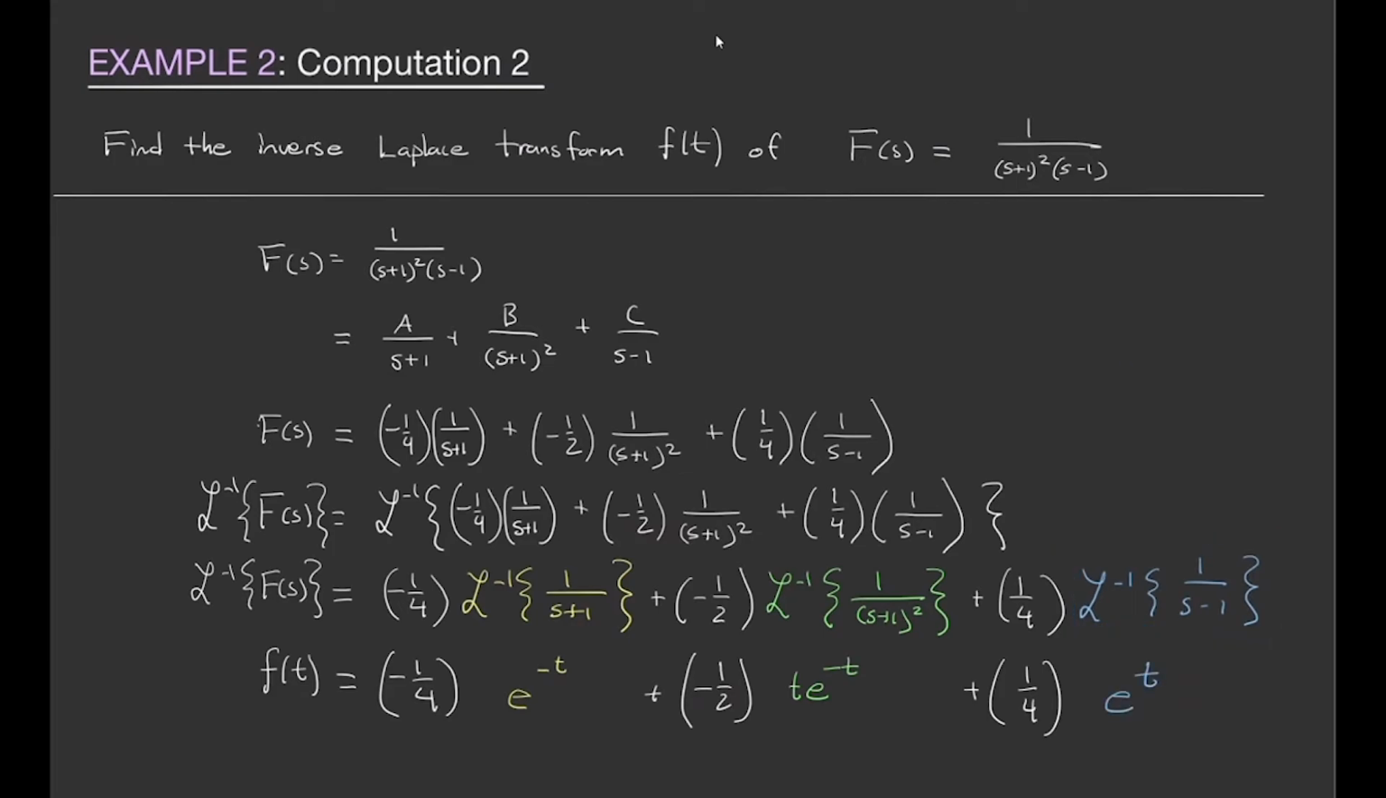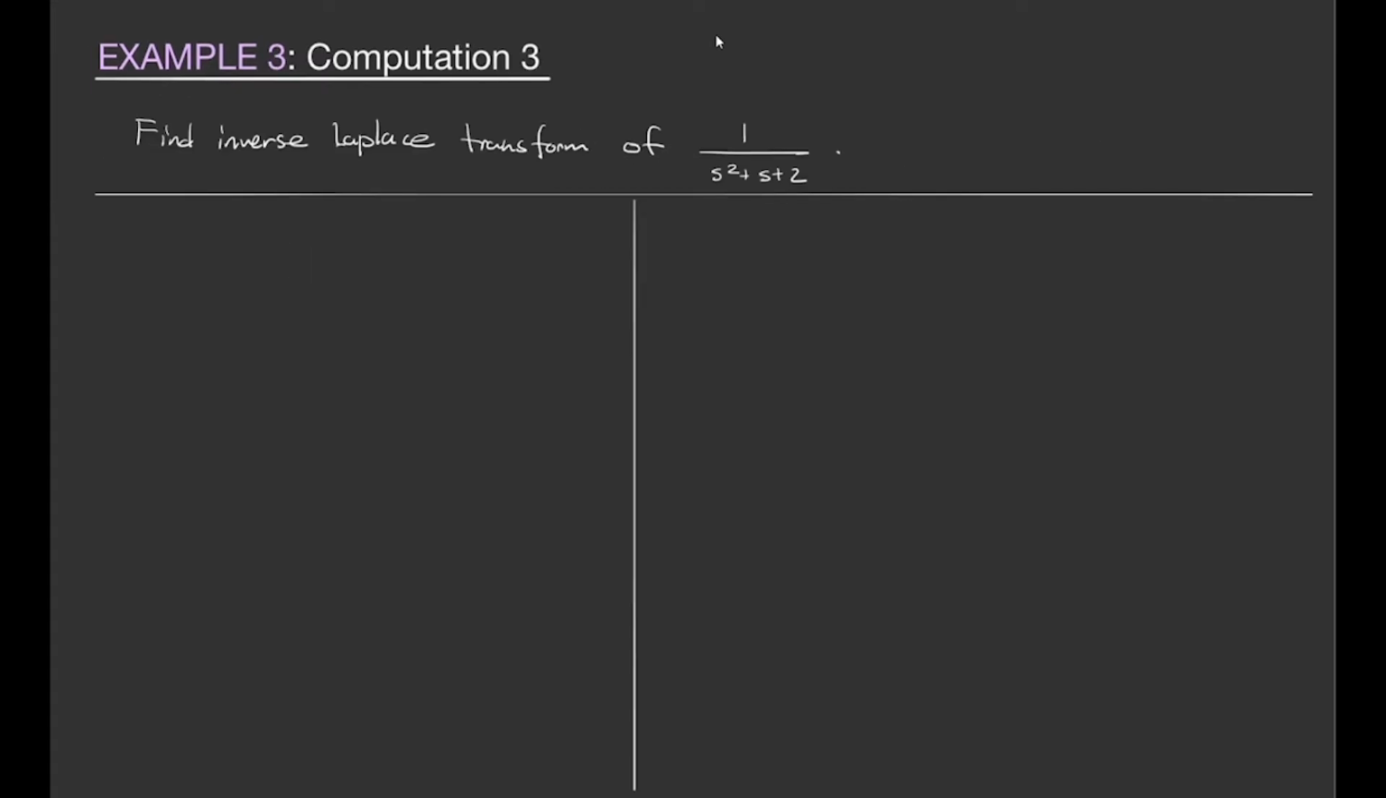Let's do another computation. Here we want to find the inverse Laplace transform of 1 over s squared plus s plus 2. Now it's not possible to factor this over the real numbers, so we'll set this up and instead we'll complete the square. To do that, what I've done is taken the factor or coefficient in front of the linear term, the s to the first. That is 1. If you divide 1 by 2, you get a half. Square that number, and you will get 1/4. This is called completing the square.